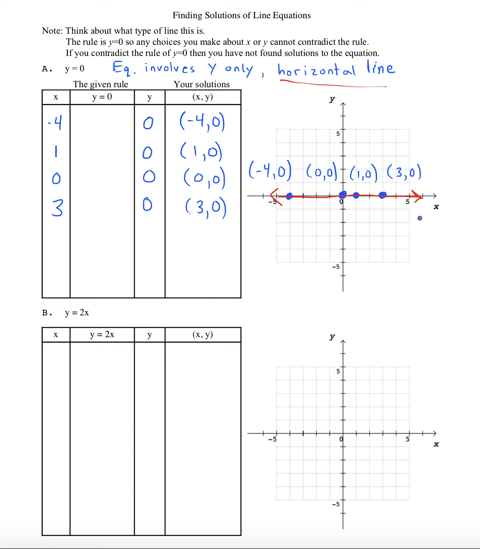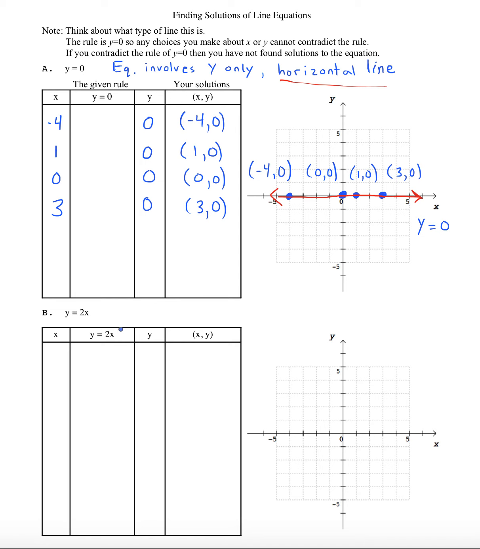We should label our line with its formula. There we go, it's done. We created a line equation. Let's check out the next one though. And we want to think about what type it is.